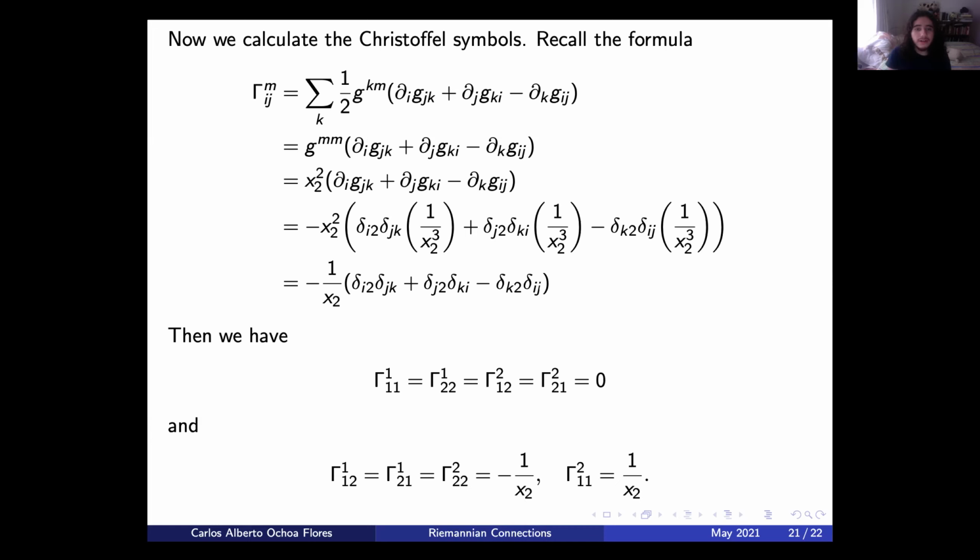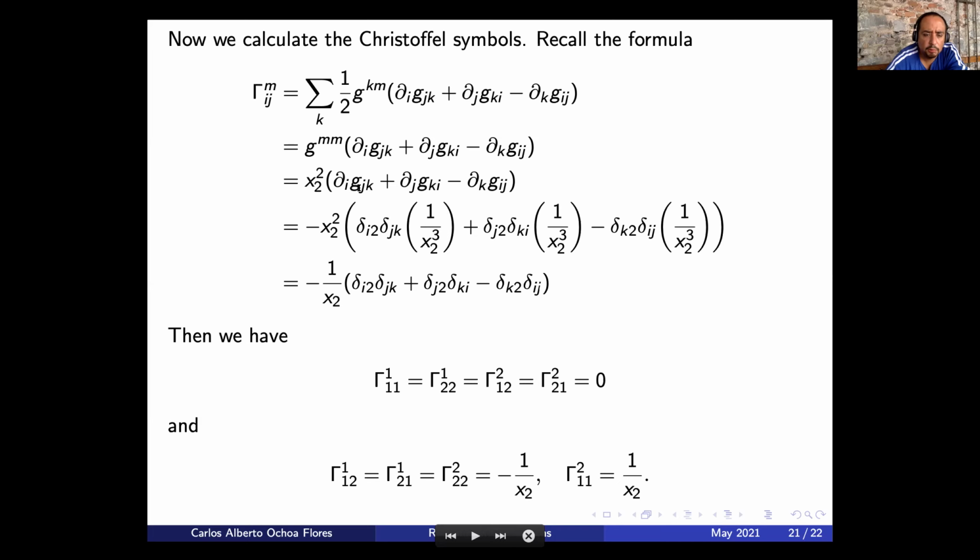And then GMM is x2 squared. And to calculate this, we simply notice that G of JK, we can calculate this and then substitute simply the indexes, right? Since we can see IJ.